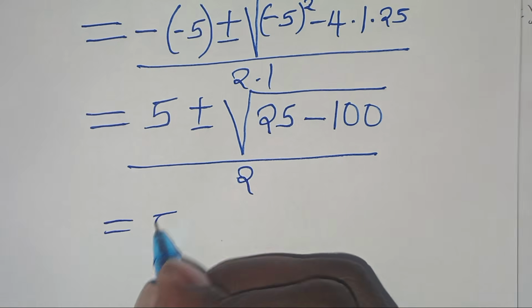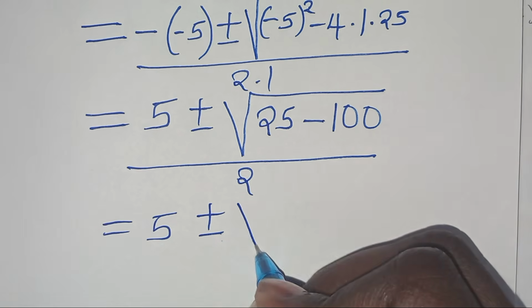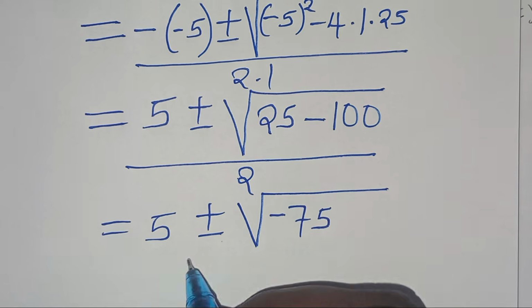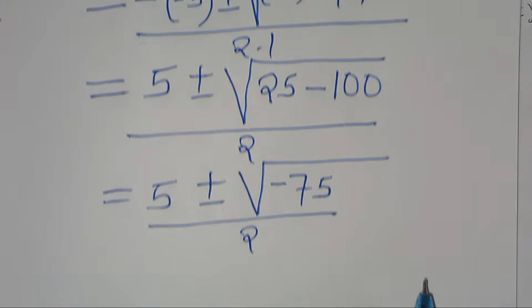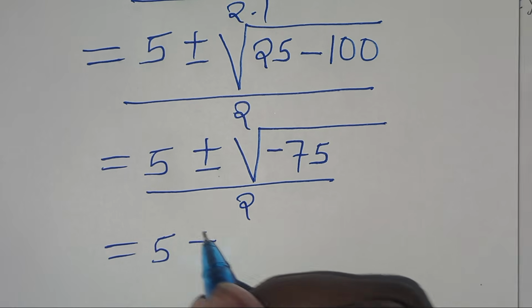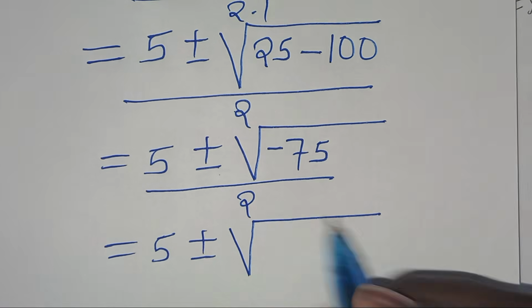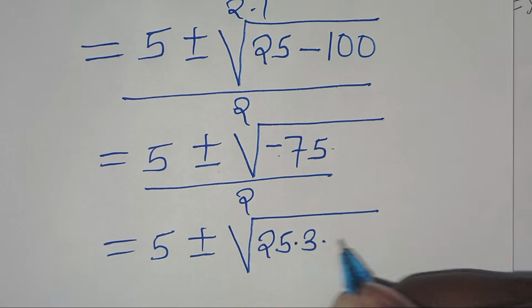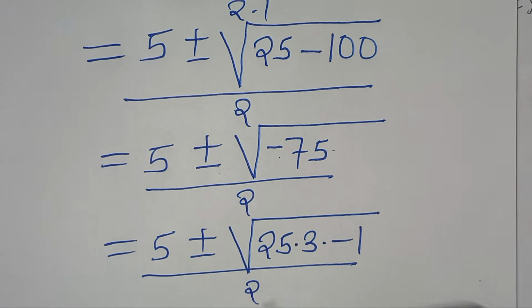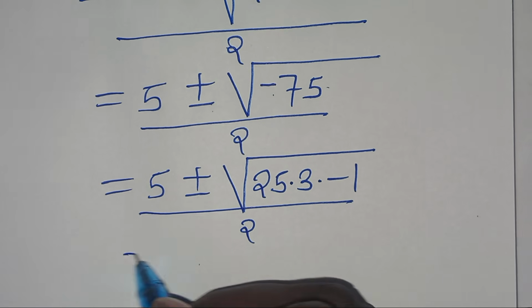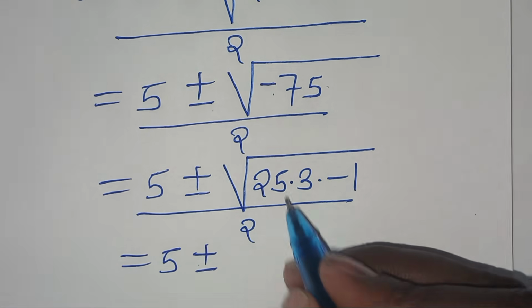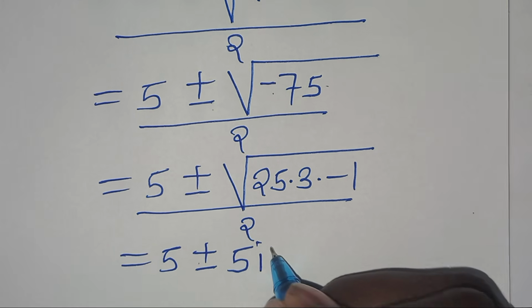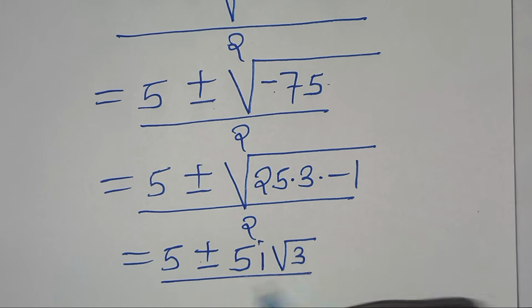So this is to imply that we have 5 plus or minus the square root of 25 minus 100, this is negative 75, divided by 2. So we have 5 plus or minus, we can express the square root of negative 75 as 25 multiplied by 3 multiplied by negative 1, divided by 2. And this implies that we have 5 plus or minus the square root of 25, this is 5, the square root of negative 1, this is i, then square root of 3, divided by 2.